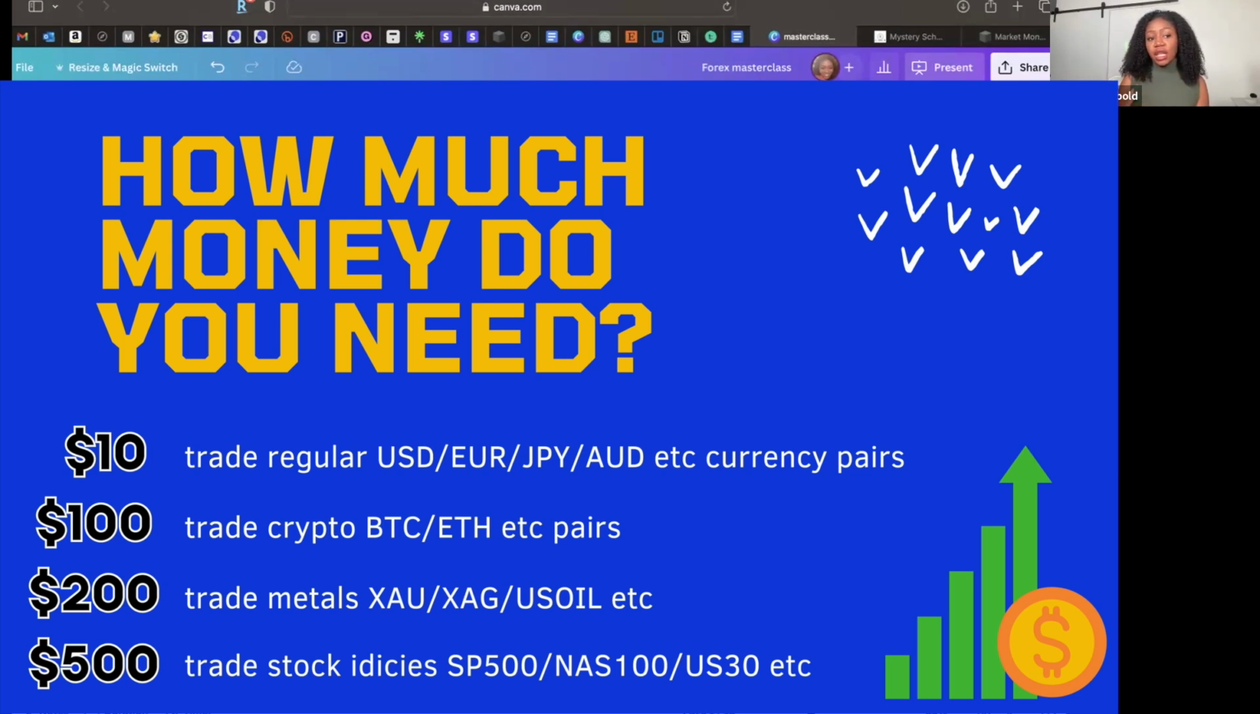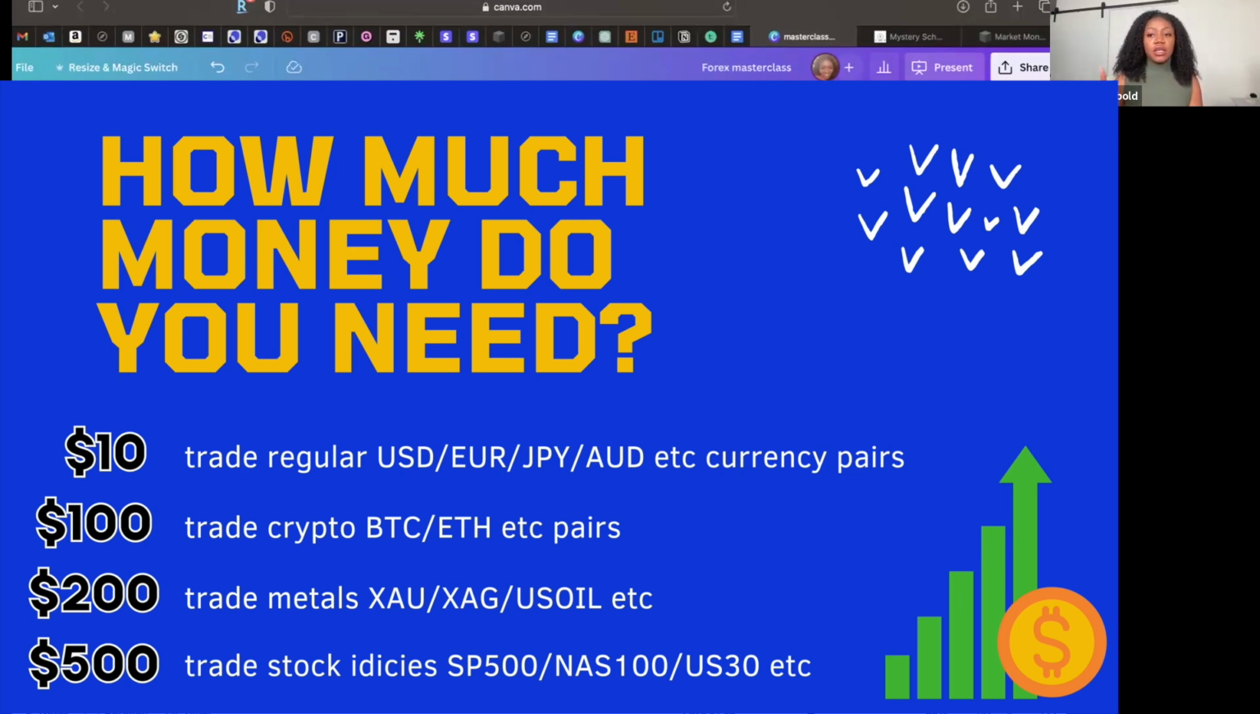You can trade a lot of different crypto. There's so many different altcoins coming out all the time. But the main ones that I personally look at and trade are Bitcoin and Ethereum. With $200, you can trade the regular currency pairs, crypto, and now you can start affording to trade metals.